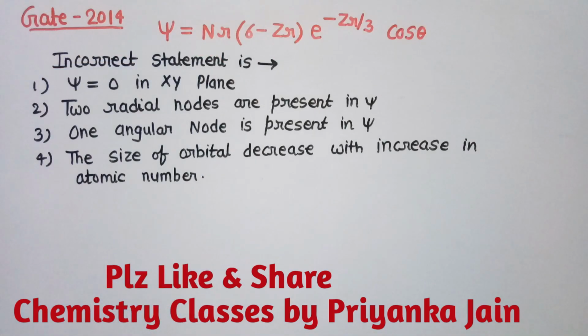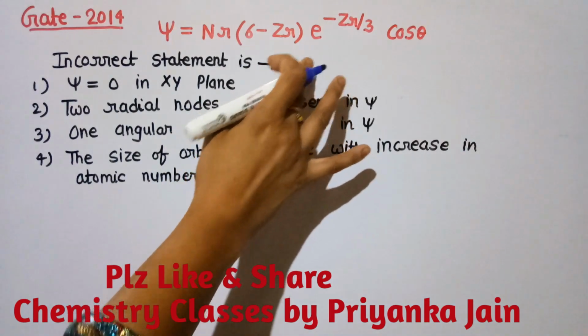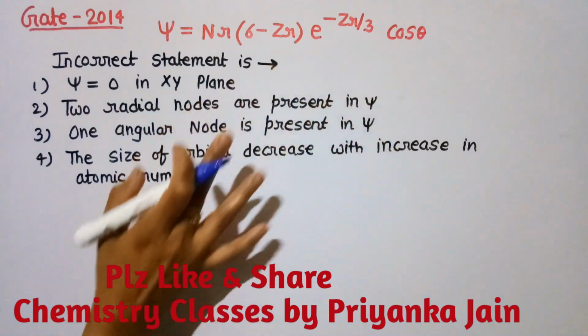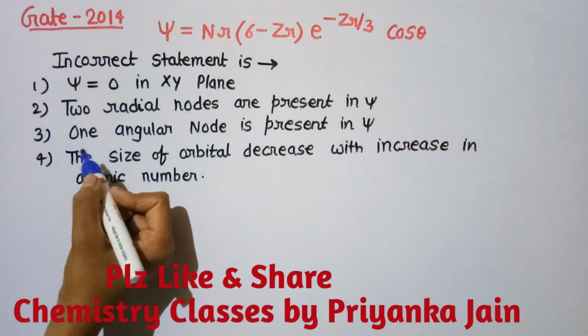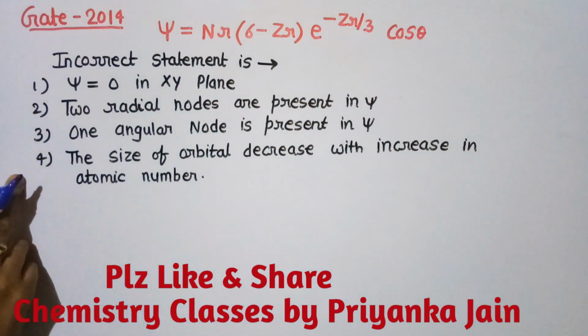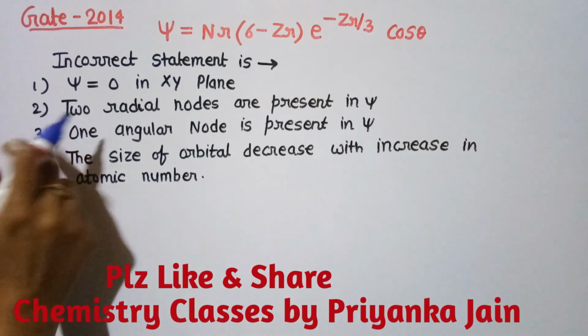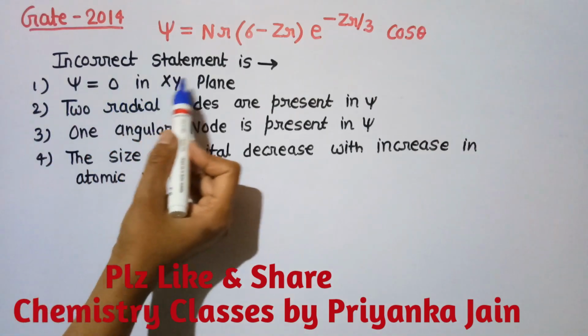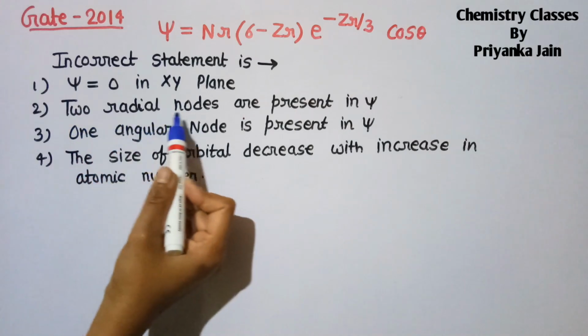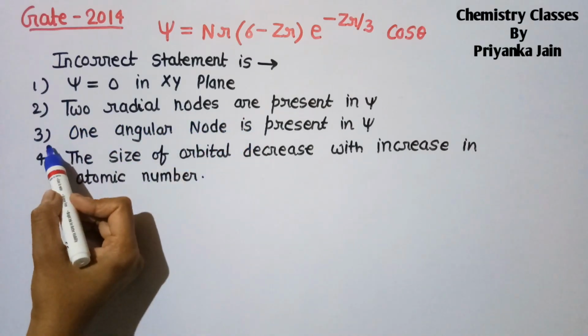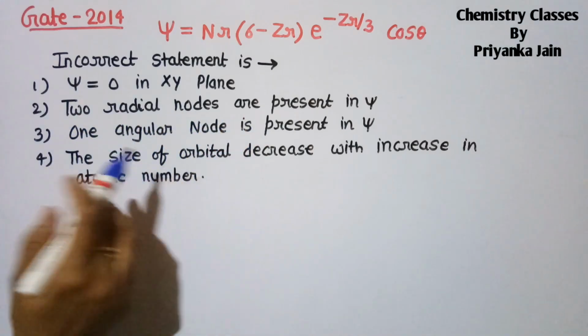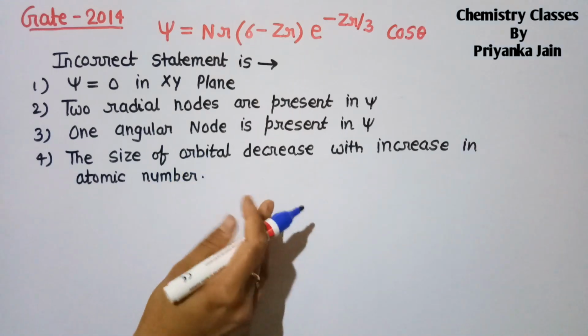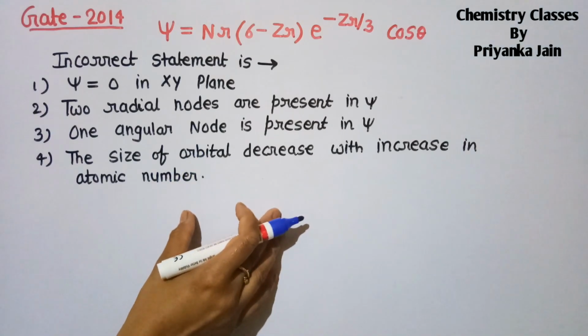Alright, now see this question from GATE 2014's question paper. Here we have been given a hydrogenic wave function. This is the wave function, and now we have to find the incorrect statement out of 4 different options. The statements are: psi is equal to 0 in the xy plane; 2 radial nodes are present in psi; 1 angular node is present in psi; and the size of the orbital decreases with increase in atomic number.